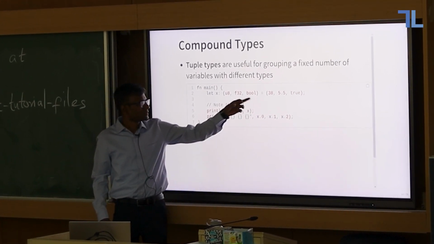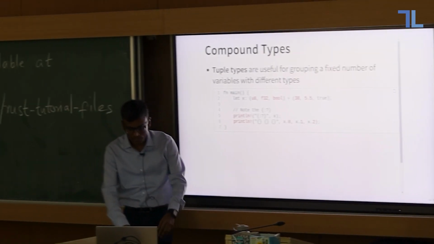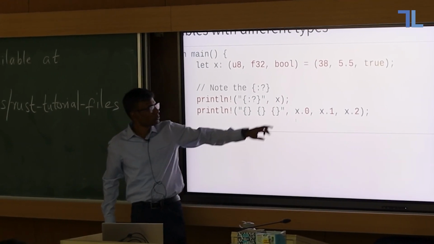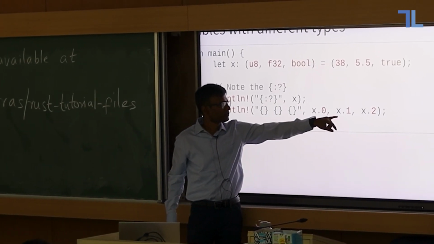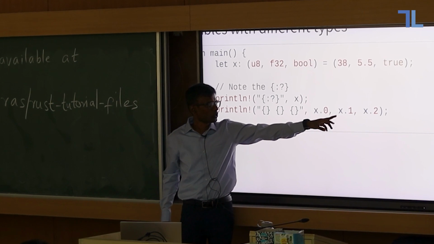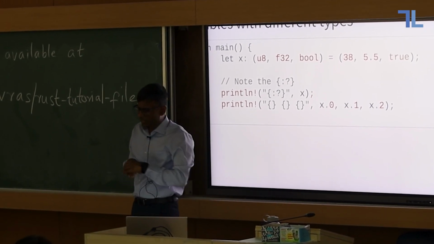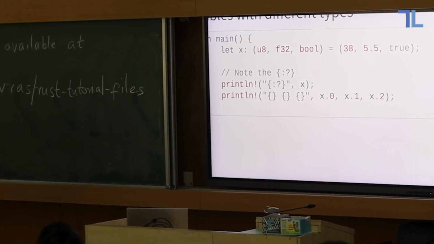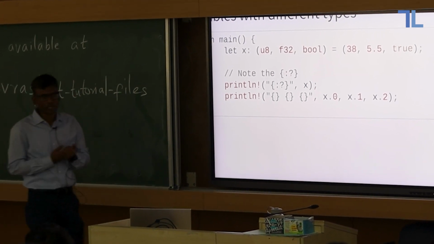And how do you access the components of the tuple type? Just put a dot and a 0, 1 and 2. So it is 0 indexing. If you want to access the 38, just say x dot 0. If you want to access the 5.5, that is the second component, x dot 1, and the third component is x dot 2. So sometimes it's convenient. Suppose I have xy coordinates and I want a type which captures those xy coordinates. This tuple type would be a simple way to capture that.